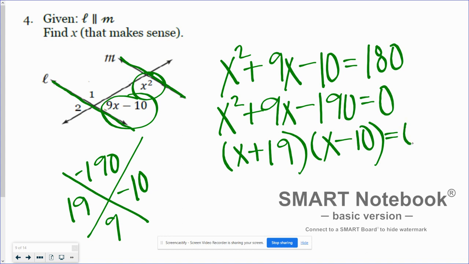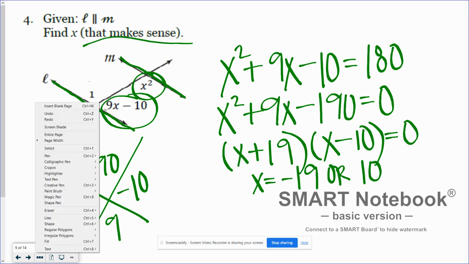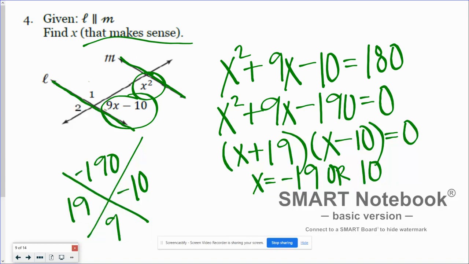So algebraically, there are two solutions. We have that x is equal to negative 19, or it's equal to 10. Well, like the problem says, find the value of x that makes sense. So can x be negative? And the answer is no. If x is negative, then 9x minus 10 is negative. So the answer that makes sense is the positive 10.